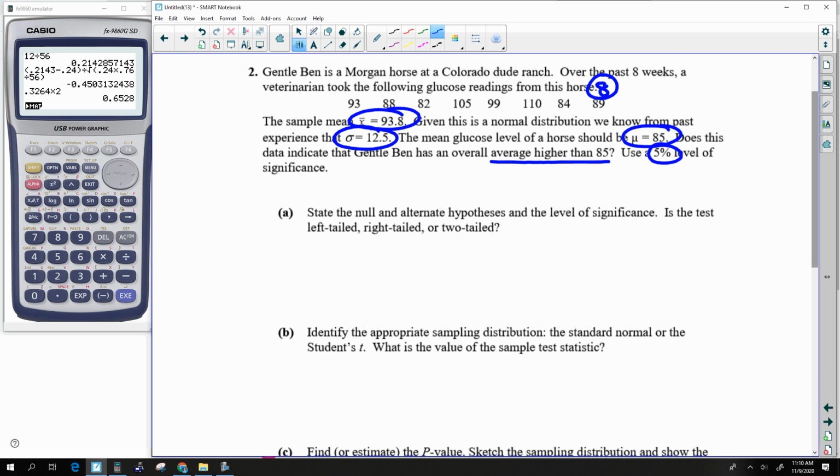Okay, so let's pick out the important information. So we see that the average should be 85. Our sample says that it's 93.8. The standard deviation, that is a sigma of 12.5, so this is going to be a z, a standard normal z. A sample size of 8. And an alpha of 5%.